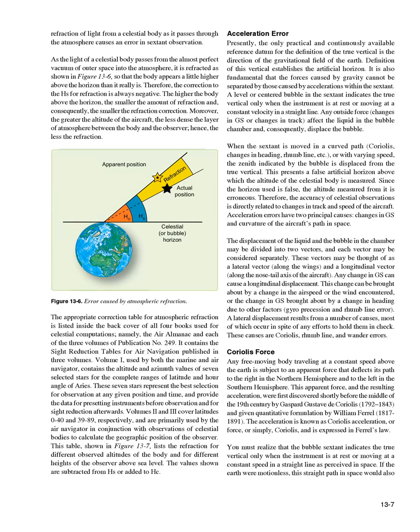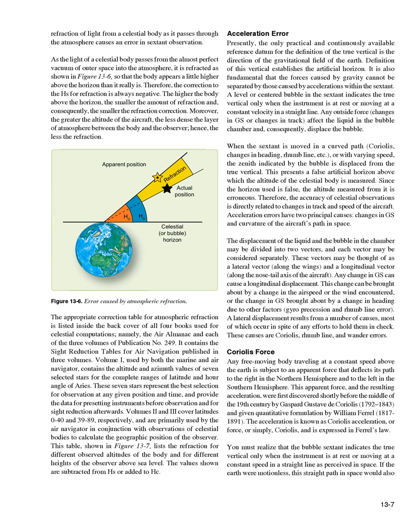As the light of a celestial body passes from the almost perfect vacuum of outer space into the atmosphere, it is refracted as shown in figure 13.6, so that the body appears a little higher above the horizon than it really is. Therefore, the correction to the Hs for refraction is always negative. The higher the body above the horizon, the smaller the amount of refraction and, consequently, the smaller the refraction correction. Moreover, the greater the altitude of the aircraft, the less dense the layer of atmosphere between the body and the observer, hence, the less the refraction.